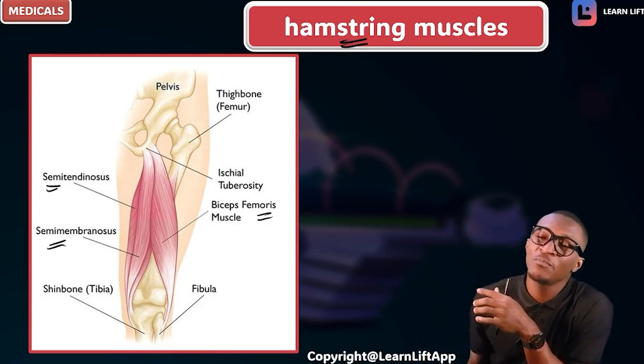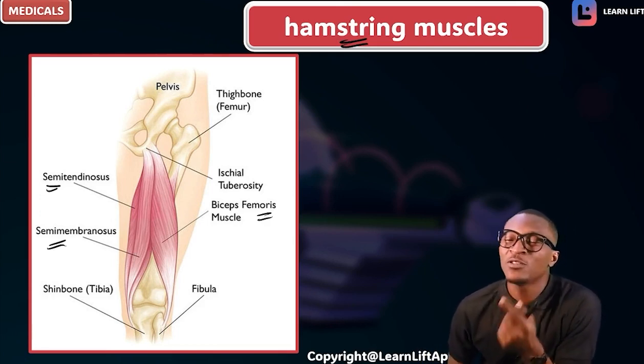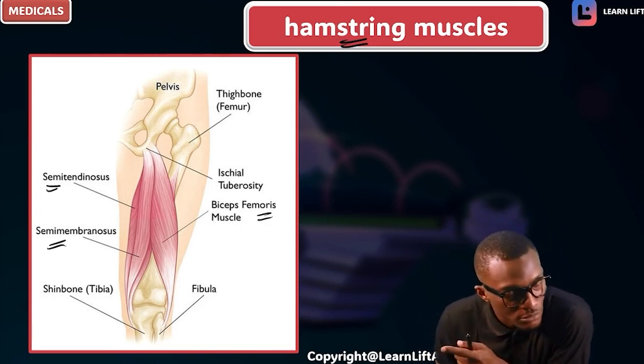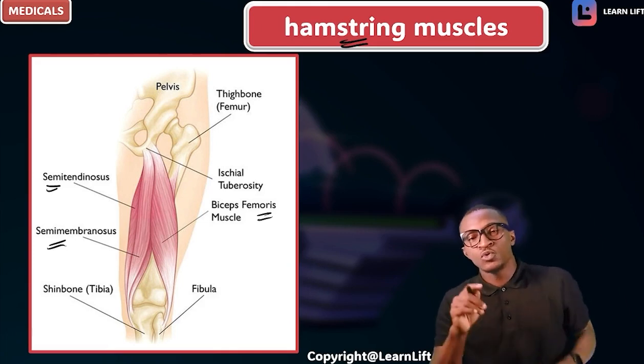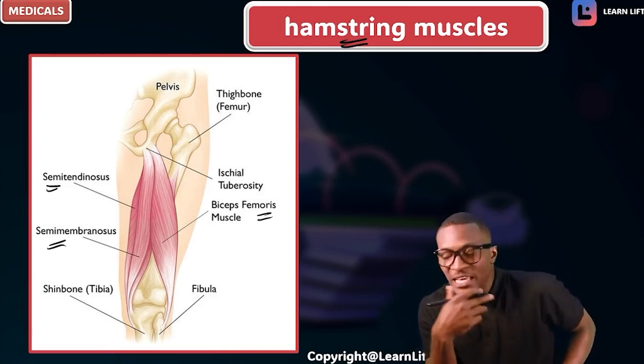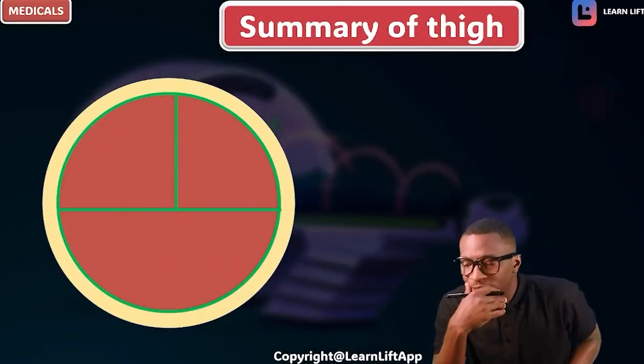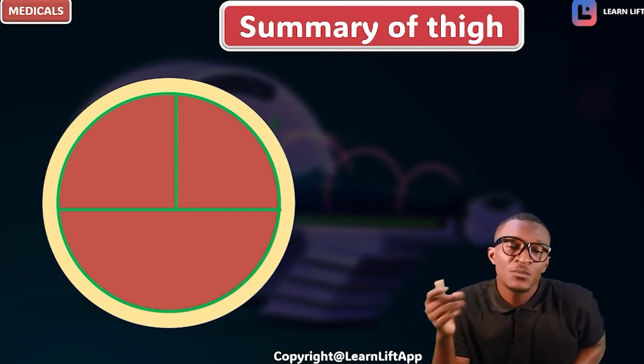The posterior compartment of the thigh is called hamstring, while the posterior compartment of the leg is called calf muscles. Do you understand that? We're still going to talk about that. Posterior compartment of your thigh is called your hamstring. If you say you understand it, let's summarize everything about the thigh. We said the thigh has three regions, right? Let's summarize the blood supply.